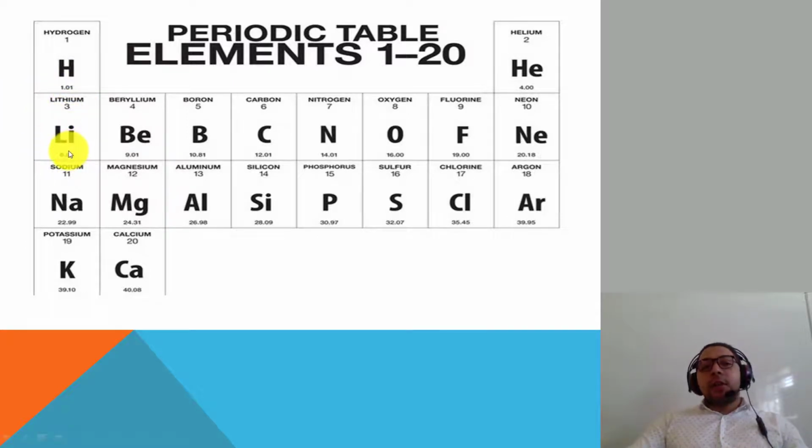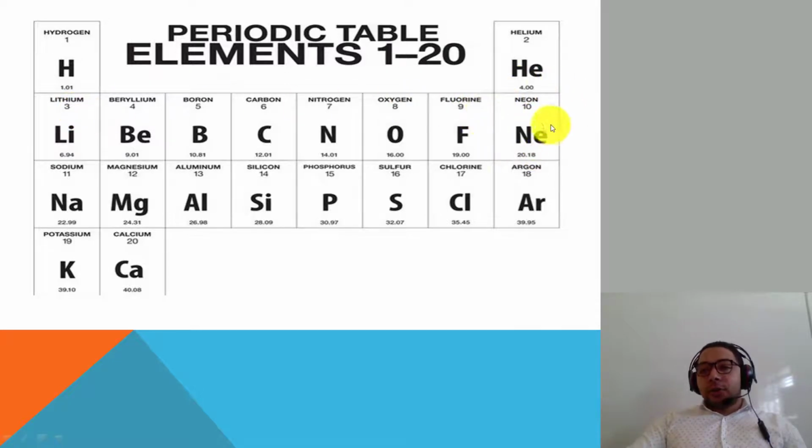We said the atomic number is always the smallest number. So the atomic number for lithium is 3. This means that lithium has 3 protons inside the nucleus and it has 3 electrons also outside the nucleus. The number of protons should be equal to the number of electrons in a neutral atom.